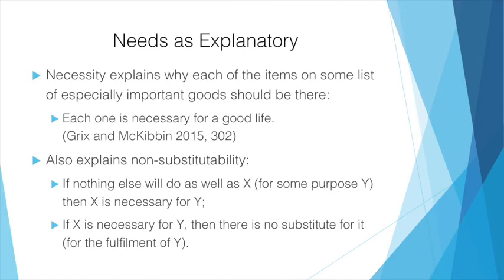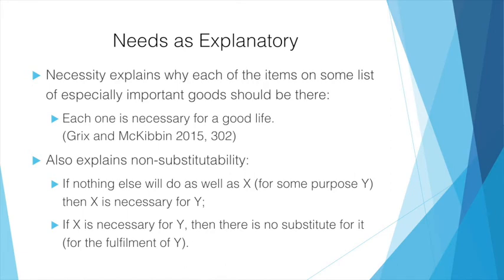Necessity also explains why such goods or dimensional attainments could be non-substitutable. If nothing else will do as well as X for some purpose Y, then X is necessary for Y, and vice versa. If X is necessary for Y, then there is no substitute for it, for the fulfillment of Y, that is. These are ways theories can draw on the concept of needs in their explanations.